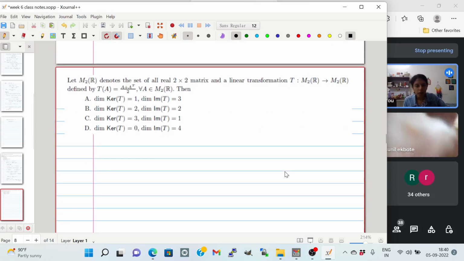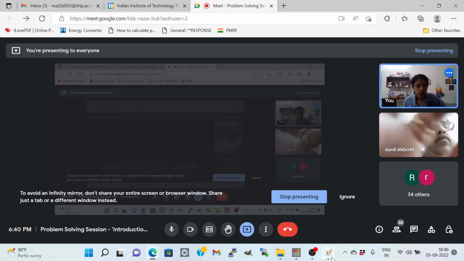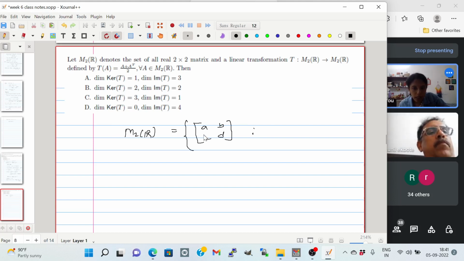So can we go to the next problem? Is anyone having doubt? Okay, if you have no doubt, let me go to the next problem. Here again we are given a vector space M2(R), where M2(R) is the set of all 2 by 2 real matrices. That means M2(R) is the set of all matrices with entries a, b, c, d, where a, b, c, d are elements of R.